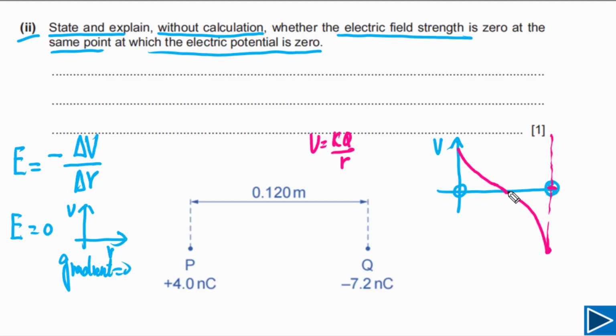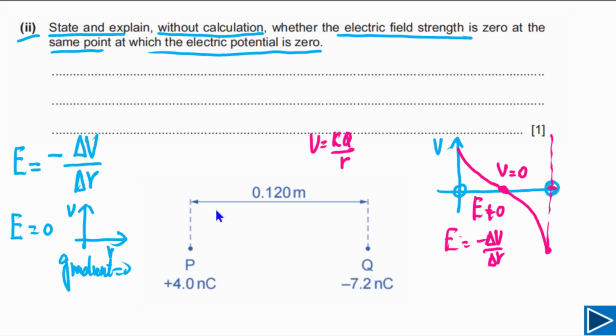If we combine the potential of these two, at this point you will see the potential due to these two charges is 0. But if you look at the gradient of this, the gradient is not 0. So at this point the potential is 0, but the electric field is not 0, because electric field is equal to negative delta V over delta R, and this is not equal to 0, meaning the gradient is not 0, but V at this point is equal to 0. And that's the point you need to understand to answer this question. So potential can be 0, but at that point the electric field cannot be 0.